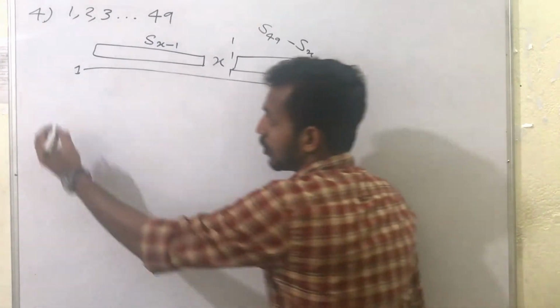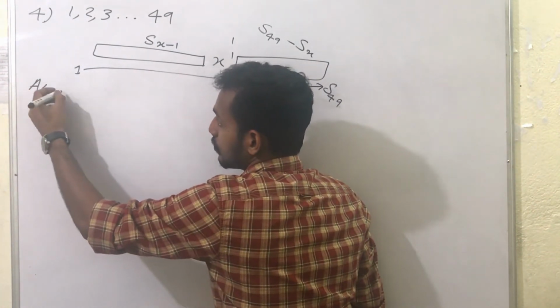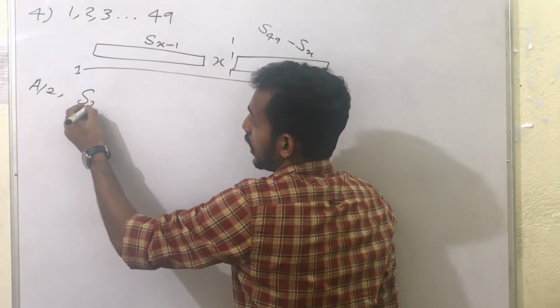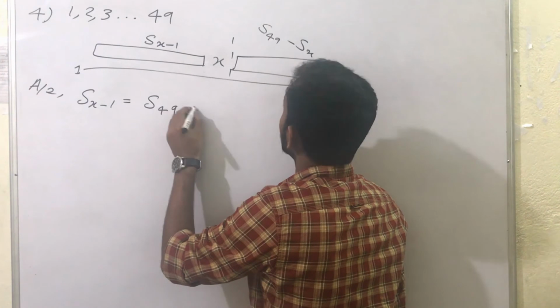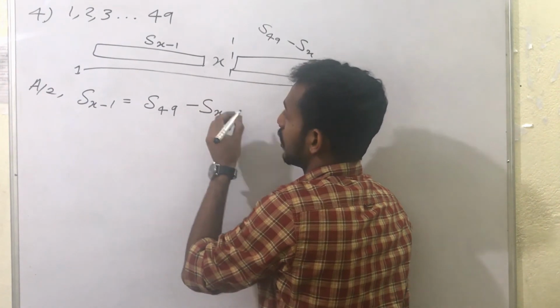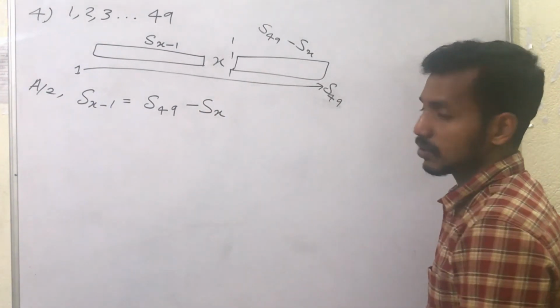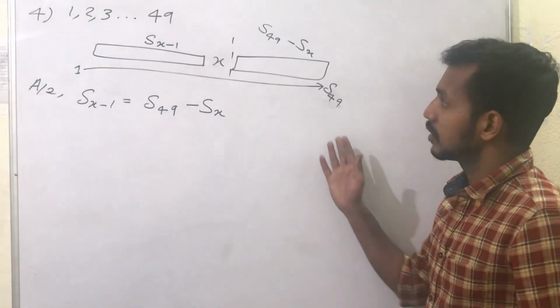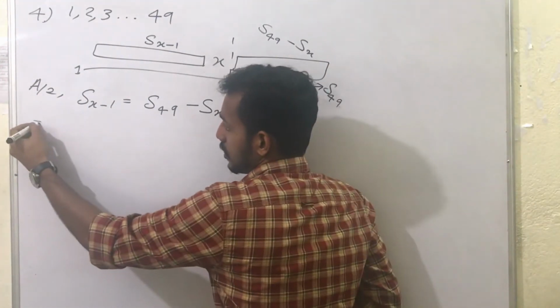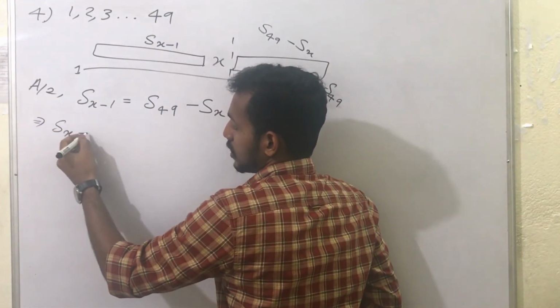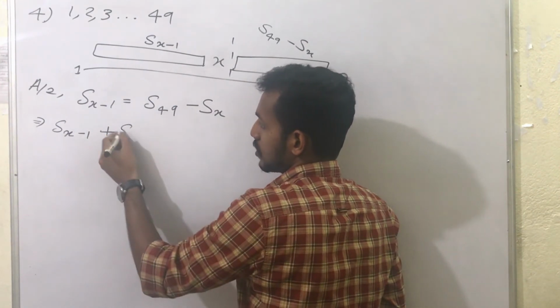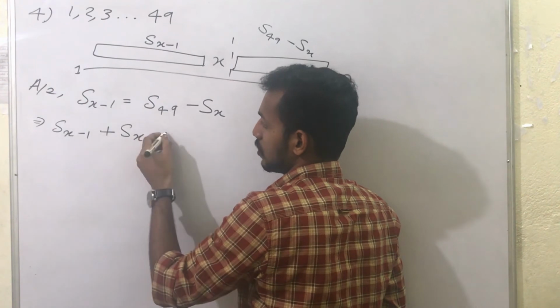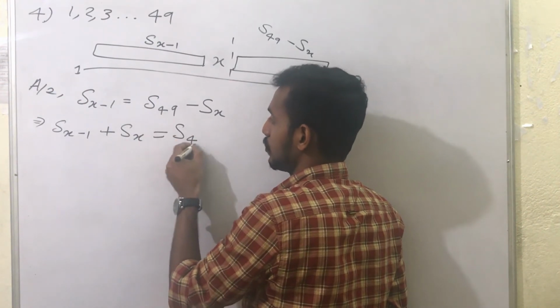Clear? Now, according to the question, what is given? Sum of x minus 1 is equal to sum of 49 minus sum of x. That is the question. This should be equal. Clear? Now rearranging this equation, sum of x minus 1 plus sum of x, since minus sum of x becomes plus sum of x, is equal to sum of 49.